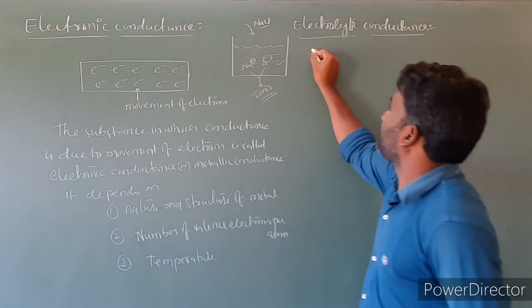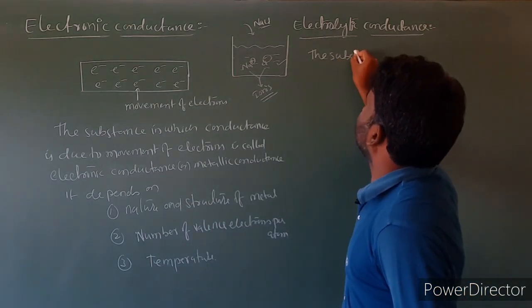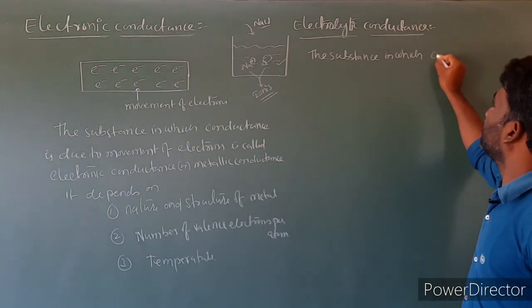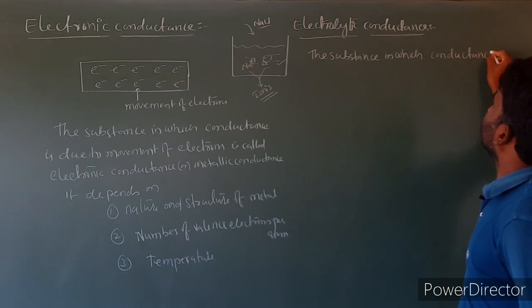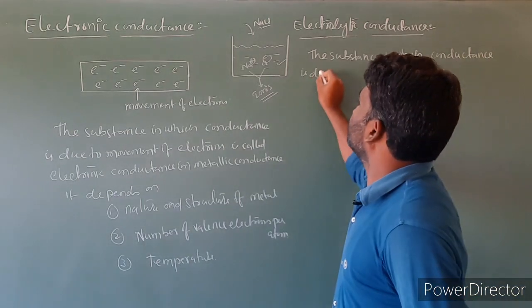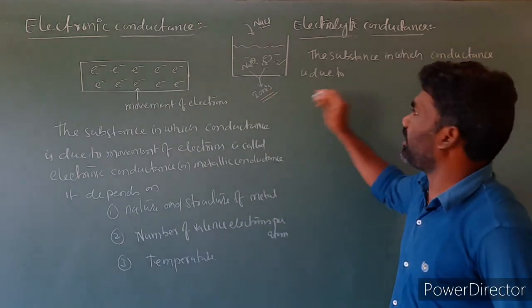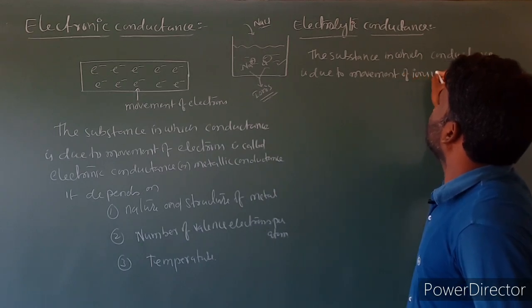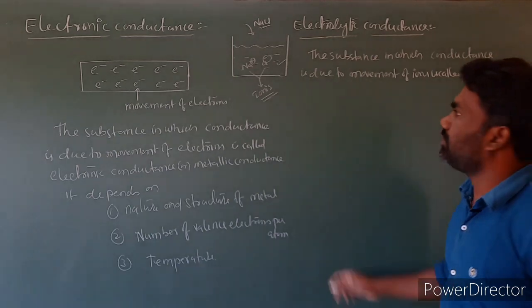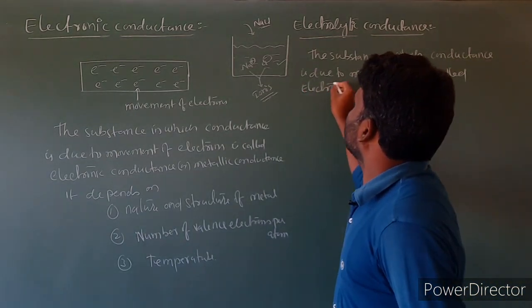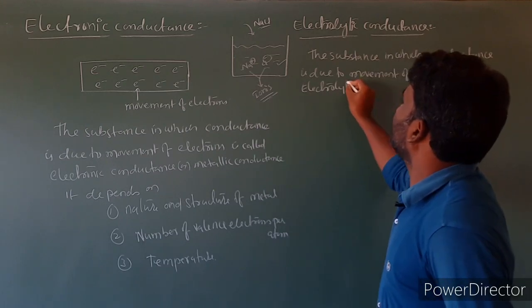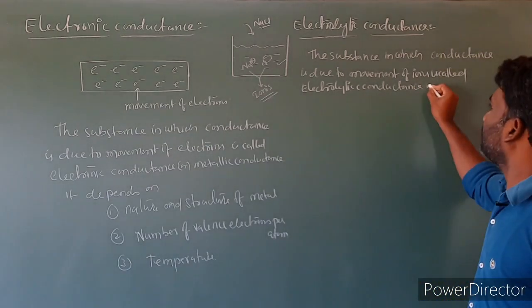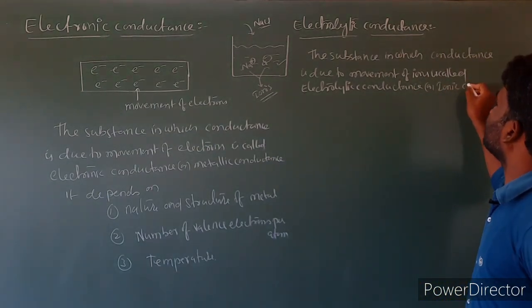That is the definition. The substance in which conductance is due to movement of ions is called electrolytic conductance or ionic conductance.